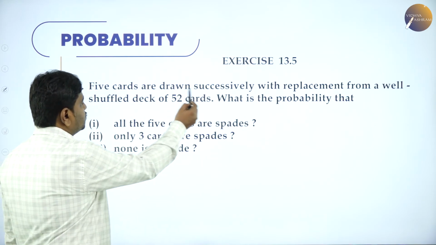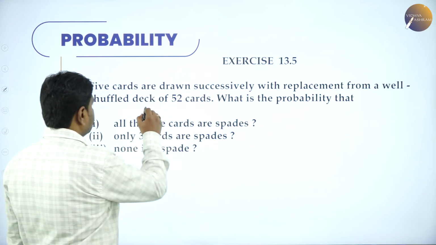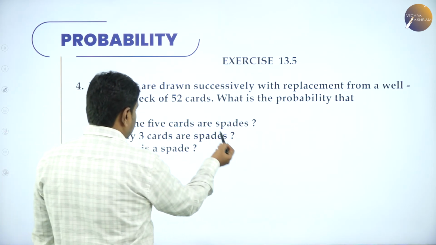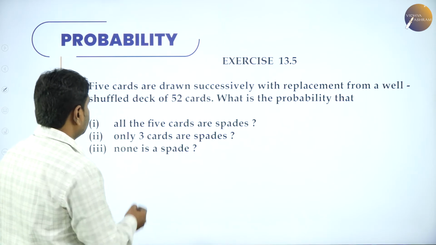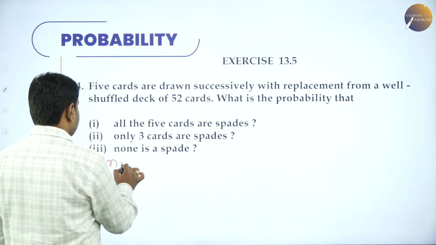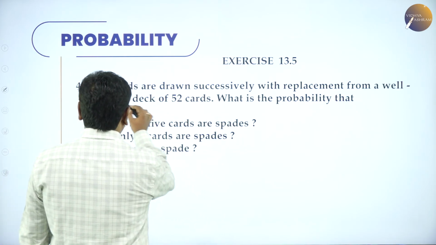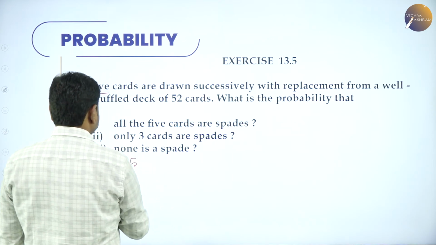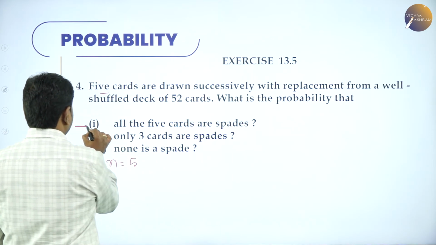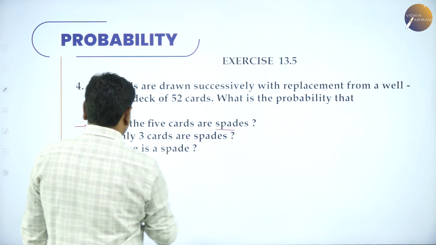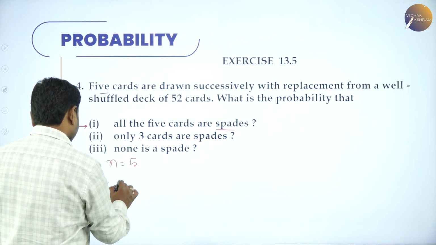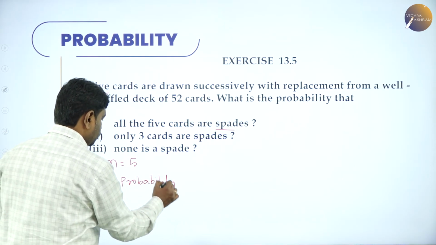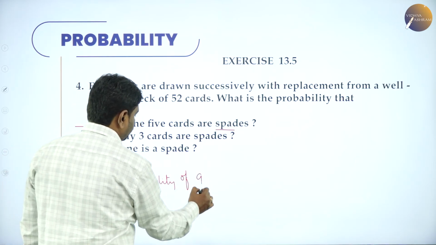Next, 5 cards are drawn successively with replacement from a well shuffled deck of 52 cards. What is the probability that all 5 cards are spades, only 3 cards are spades, none is a spade? In order to solve this, number of trials: how many cards are you drawing? 5 cards, so the number of trials is 5, from a pack of 52 cards. In this case, all 5 are spades. So p is the probability of success, that is the probability of getting a spade.